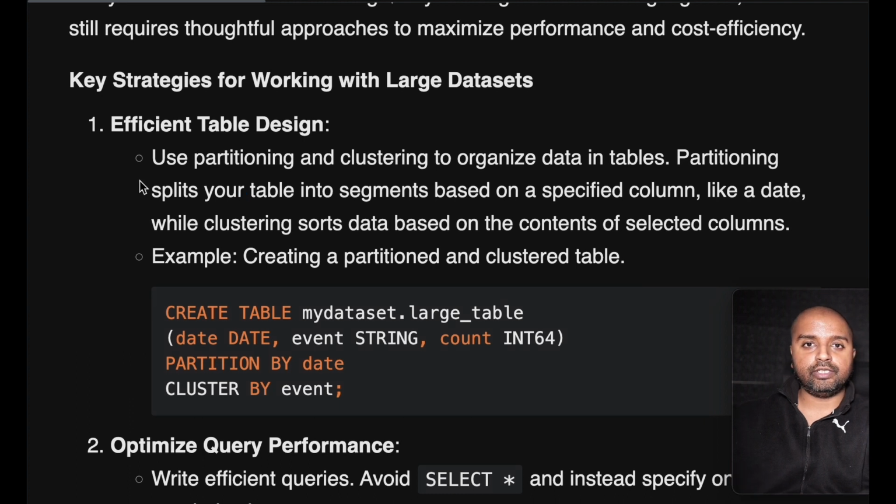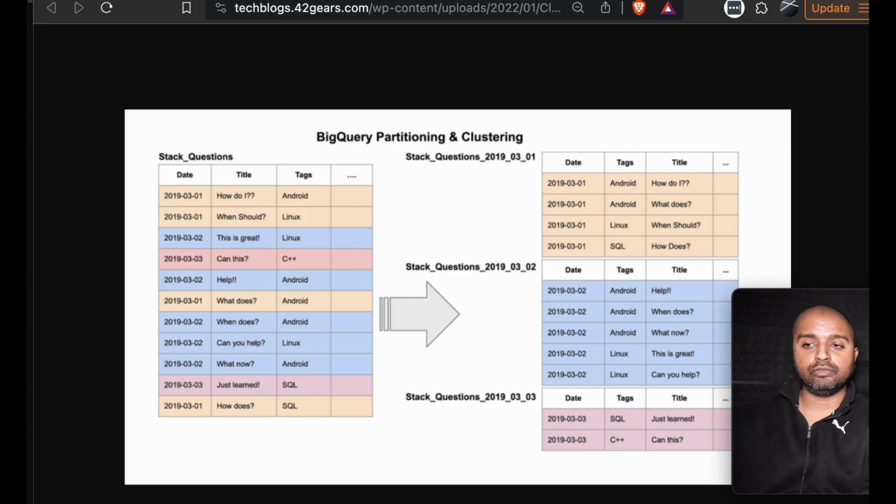The first strategy for improving performance or working with large tables is to use partitioning and clustering to organize the data in the table. Partitioning splits the table into segments based on a specified column, like a date or a timestamp. And clustering sorts the data based on the contents of a selected column. This is useful depending on the type of queries that we are running. So let's take a quick visual example of how this looks.